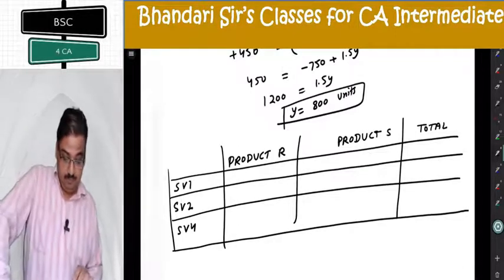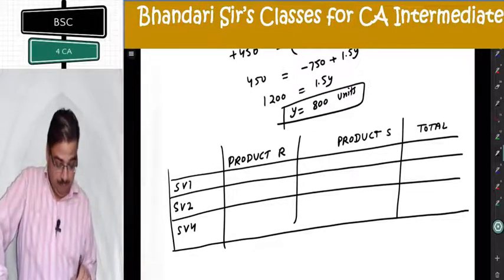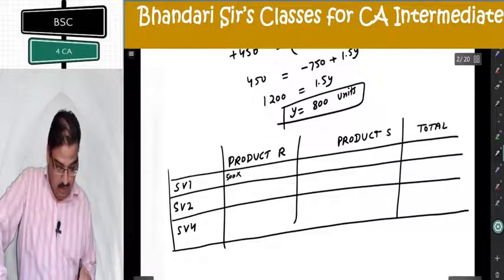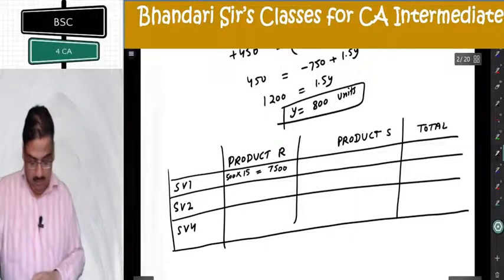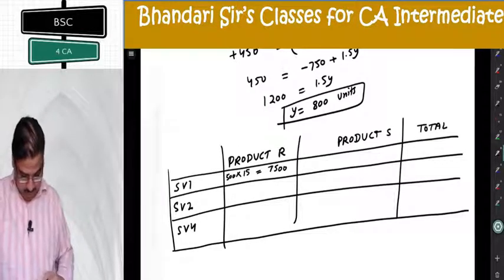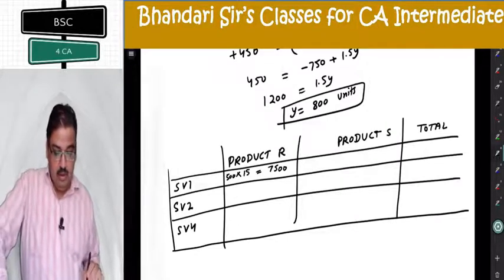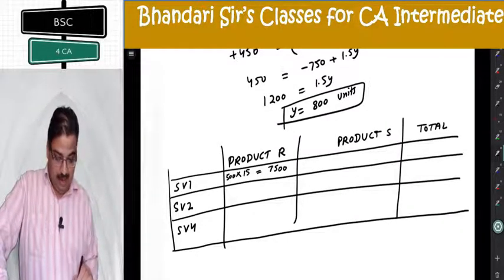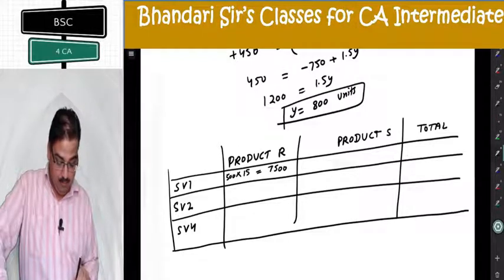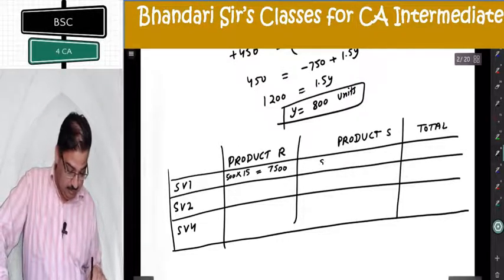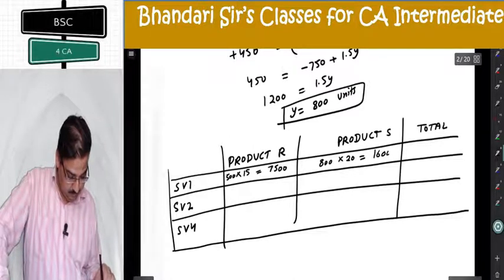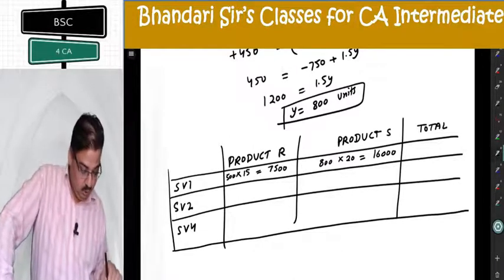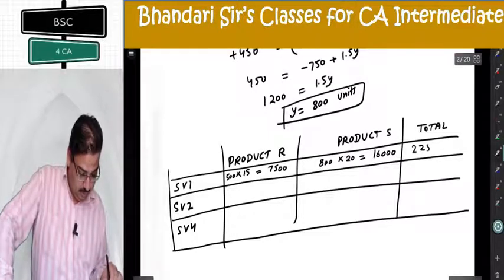So very simple. SV1: 500 into 15, 7,500. Then actual quantity of sale for product S I computed: 800 multiplied by actual price 20, 16,000. Total 22,500.